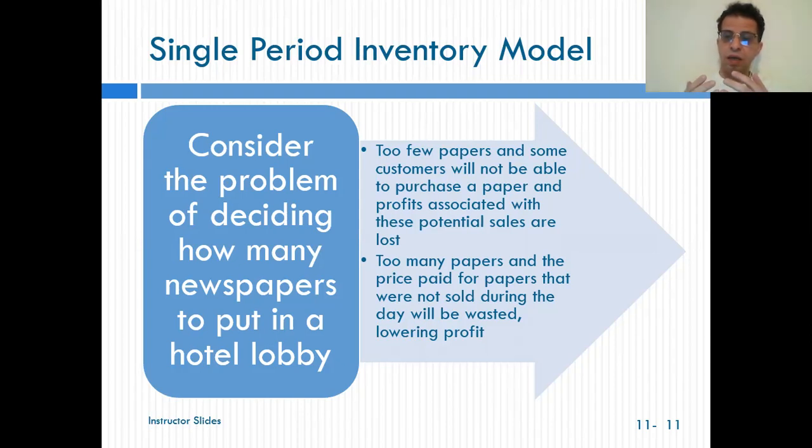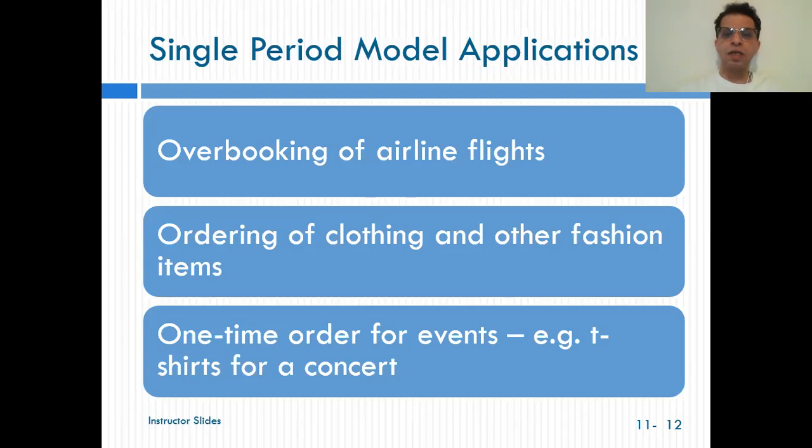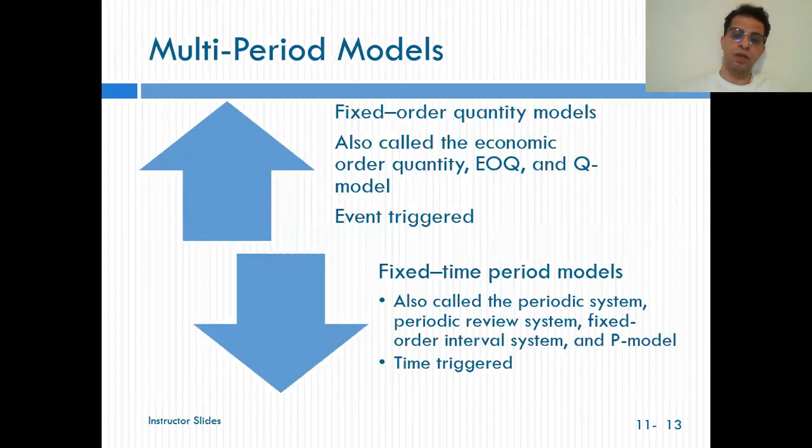And you notice that sometimes an expensive t-shirt is sold at a very low price because there is a logo for a certain event or a certain team that did not do well, and they overstocked, over-ordered, so they had to sell it really cheap. Now the single period model applications: overbooking of airline flights, ordering of clothing and other fashion items, a one-time order for an event, like the t-shirt for a concert.